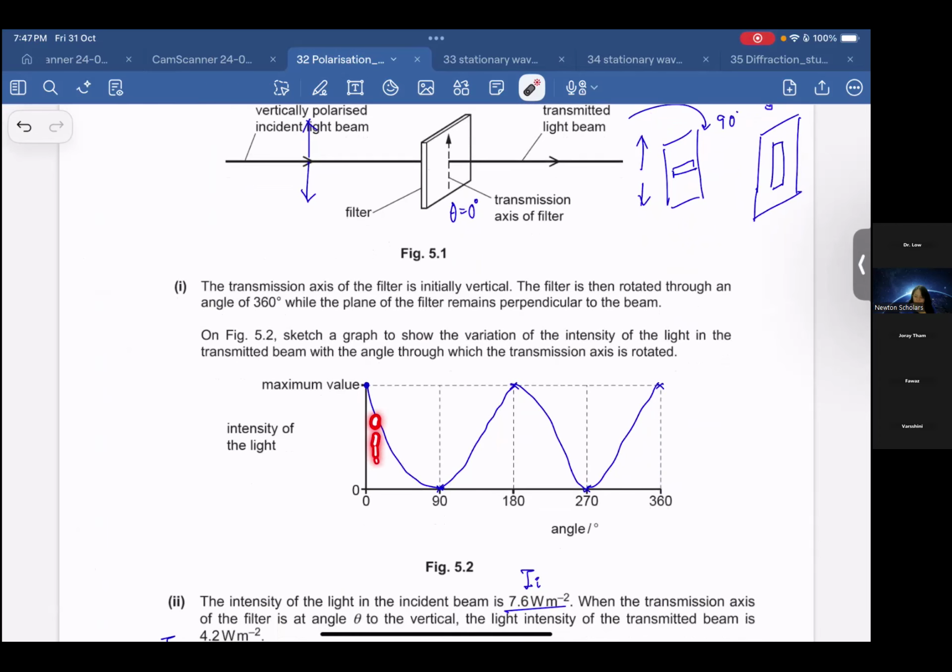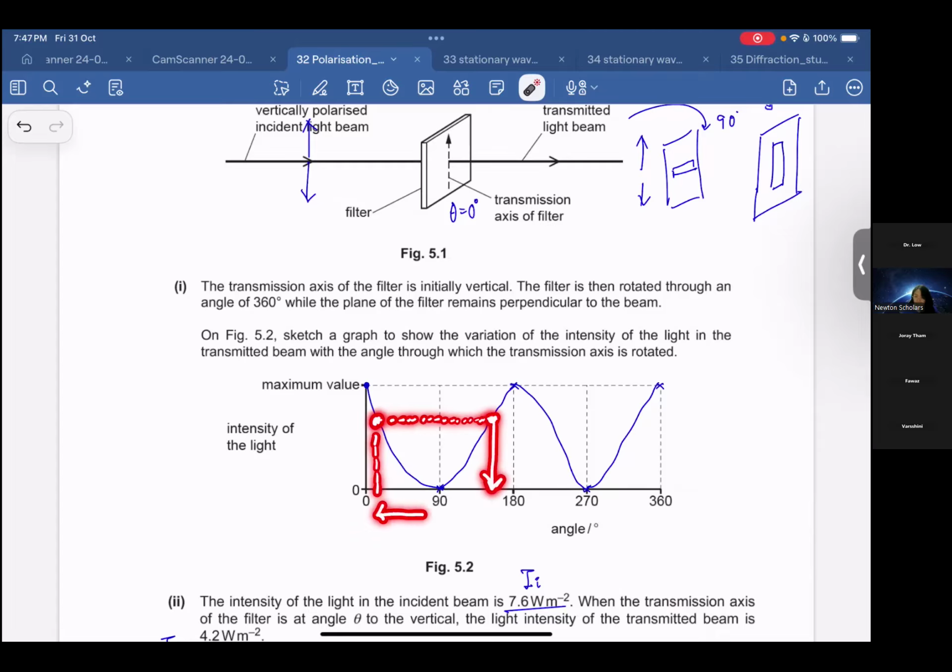Then the question says, how much should it continue to rotate so that at the end they get back the same intensity as the starting position, which is the 20 degree? So that means I need to know about this, right?